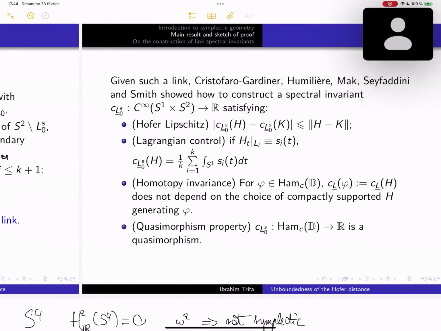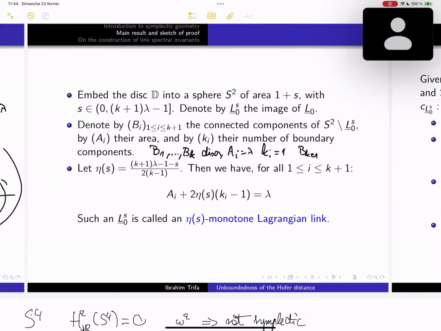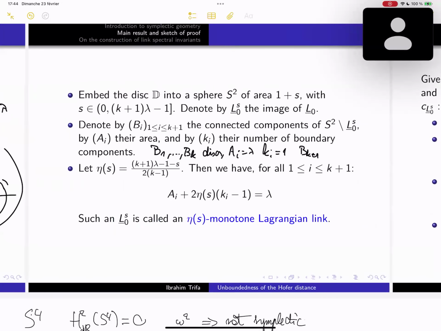Maybe K plus 1 is not a great notation for the number of boundary components, but well, it has k boundary components, and its area is less than lambda.